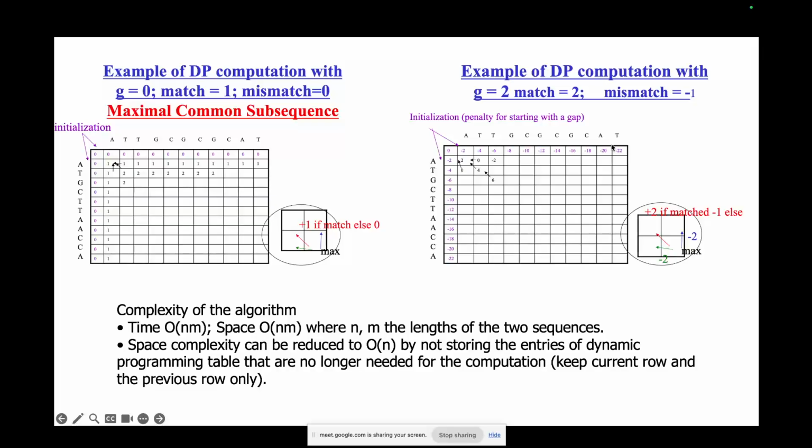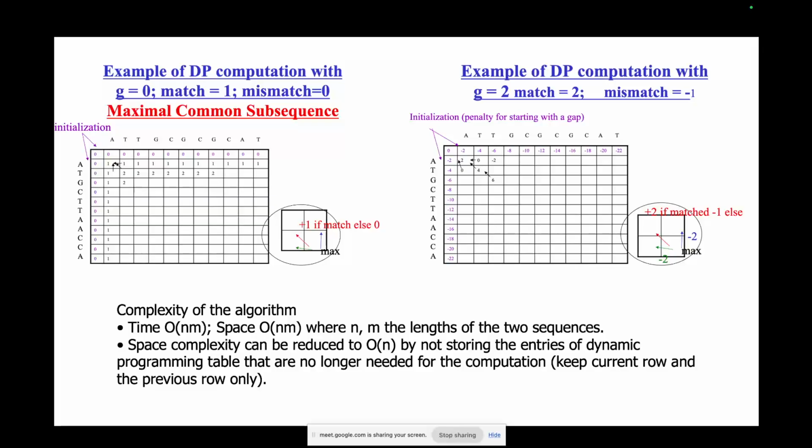A little bit about the algorithm itself. The time complexity is proportional to the product of the lengths of both of the sequences that you're trying to align. The space required is also proportional to the product of the lengths of the two sequences. But you can do some algorithmic modifications to make it more optimized and less space consuming.